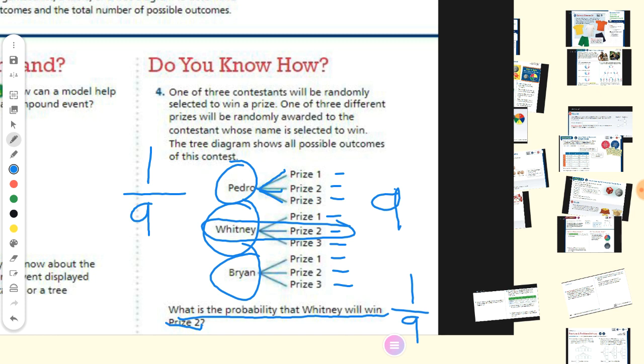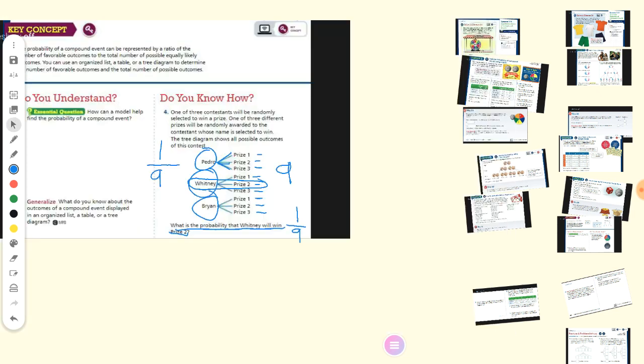That's it. This is how to calculate probability, okay? And all possible outcomes of an event or in compound events, okay?